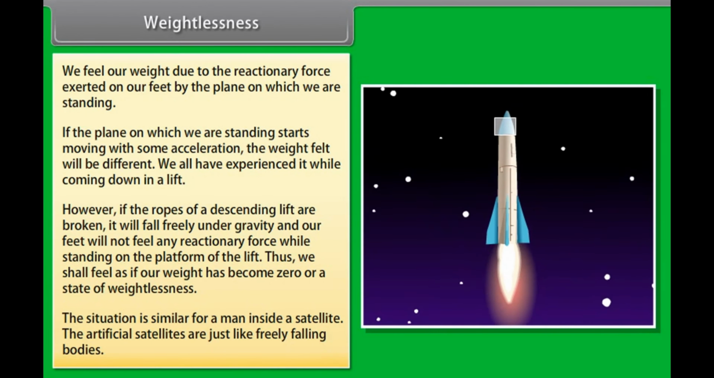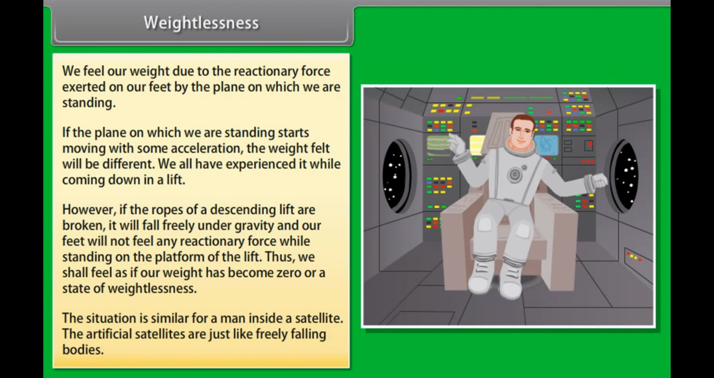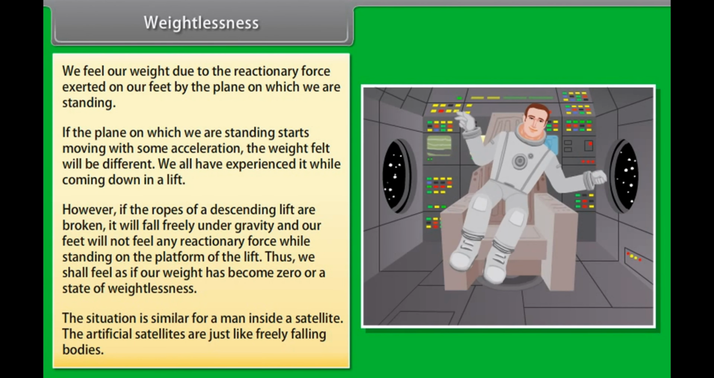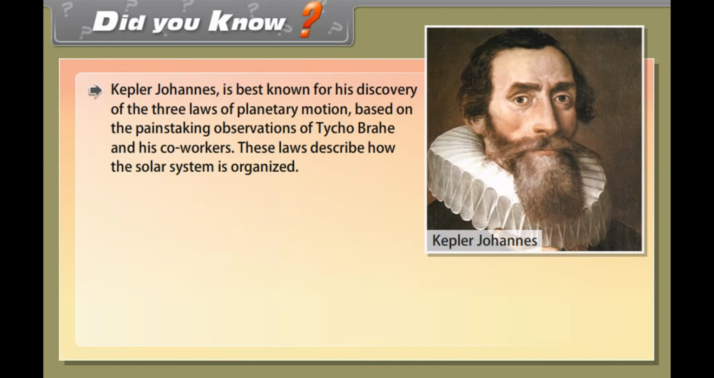This situation is similar for a man inside a satellite. The artificial satellites are just like freely falling bodies. Did you know? Johannes Kepler is best known for his discovery of the 3 laws of planetary motion, based on the painstaking observations of Tycho Brahe and his co-workers. These laws describe how the solar system is organized.